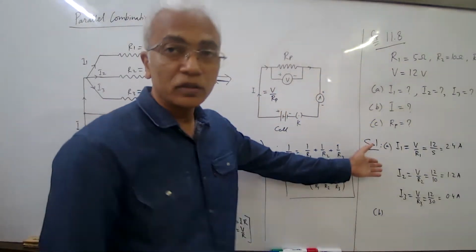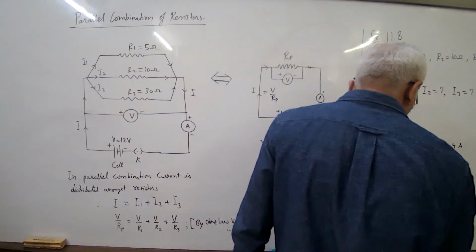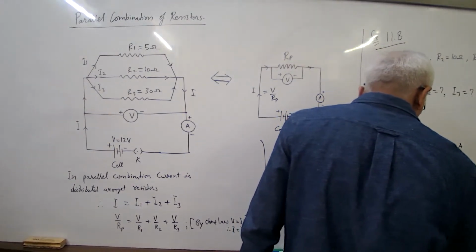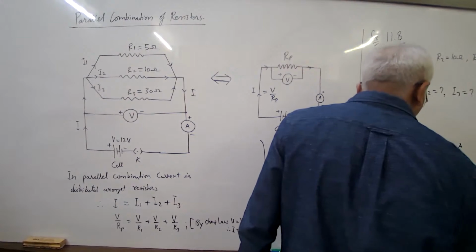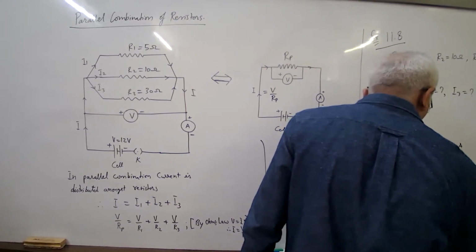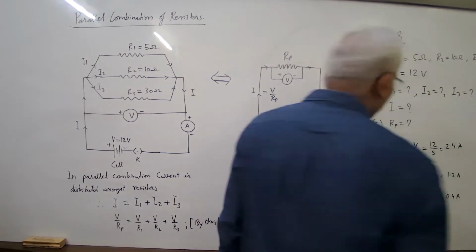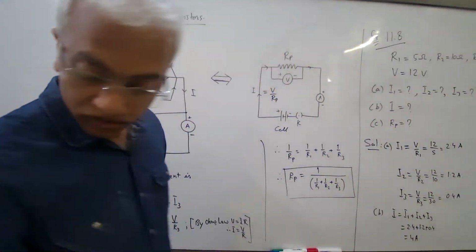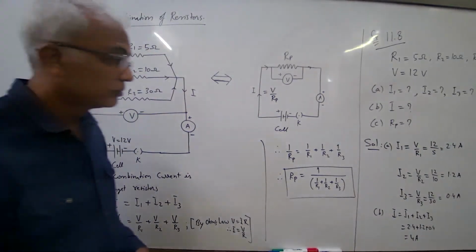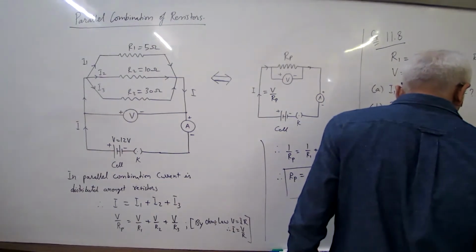In B you have to find the total current. So I1 plus I2 plus I3. So this is 4 ampere. So what is C?